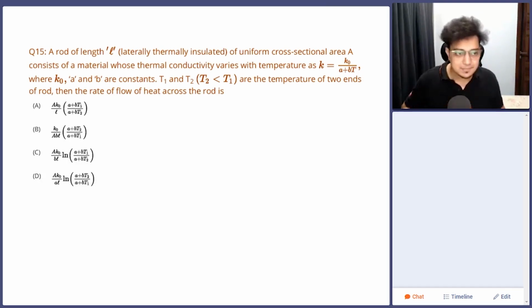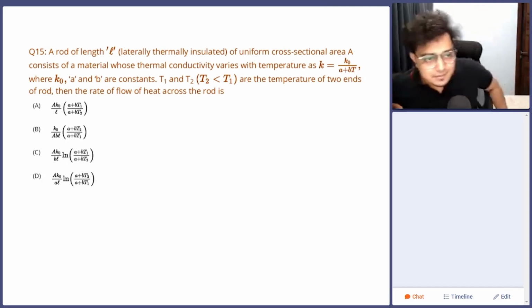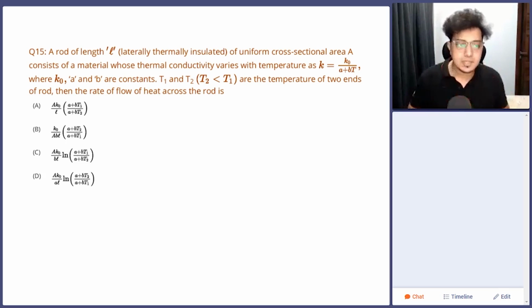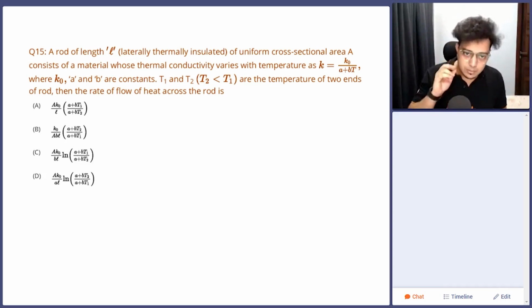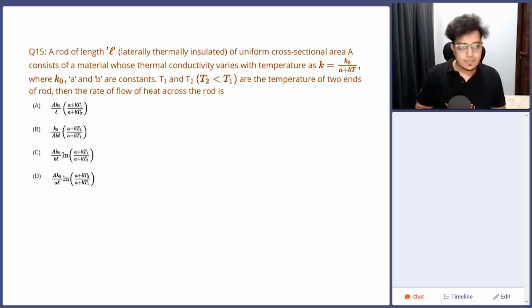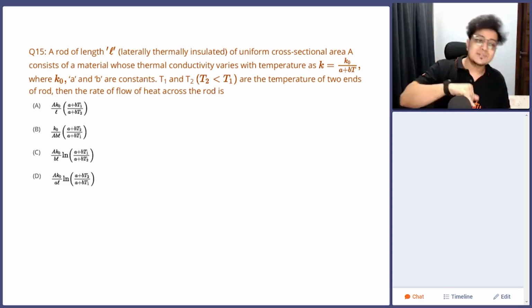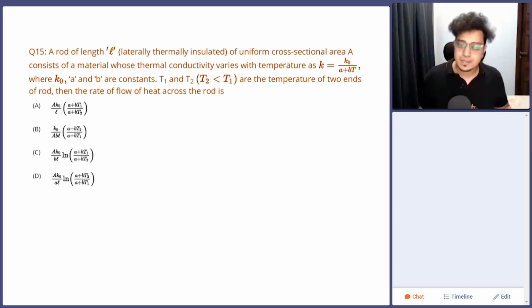Now, this question is interesting. Pay attention. A rod of length L, laterally thermally insulated, so from the side of the rod, heat will not leak, with uniform cross-section area A, consists of material whose thermal conductivity varies with the temperature. So the rod has a special feature: its thermal conductivity is not fixed. It is a function of temperature. As the temperature changes, thermal conductivity also changes. The function is given as K equal to K naught upon A plus BT, where K naught, A, B are all constants.